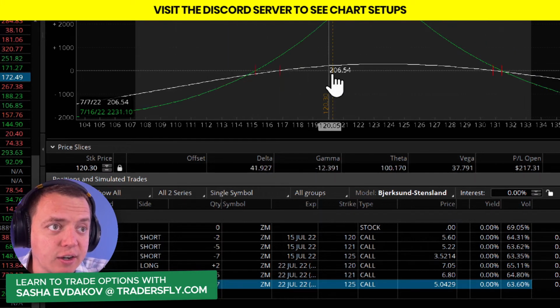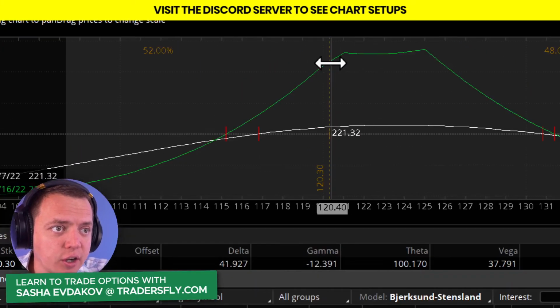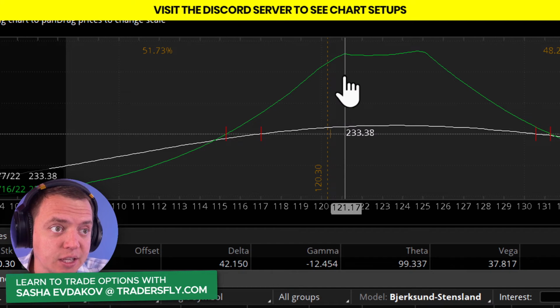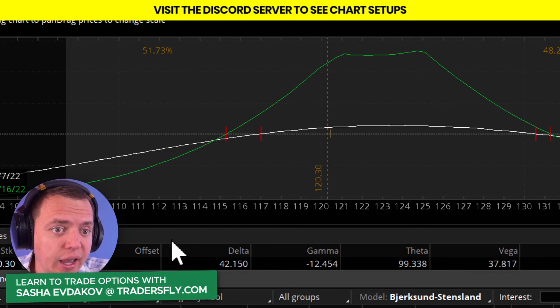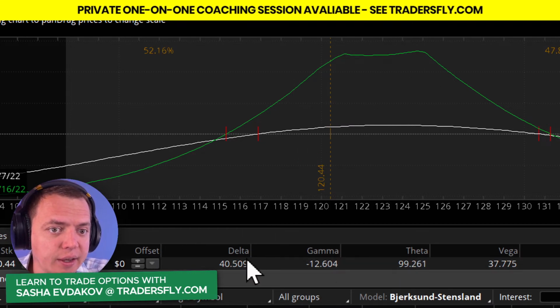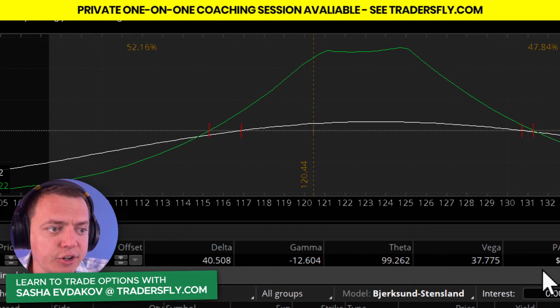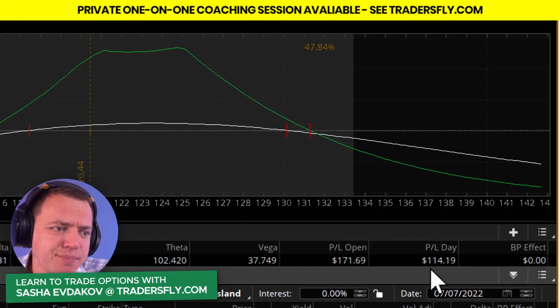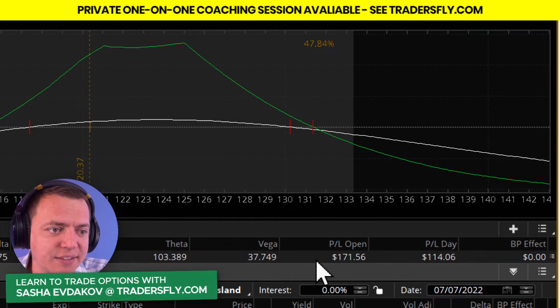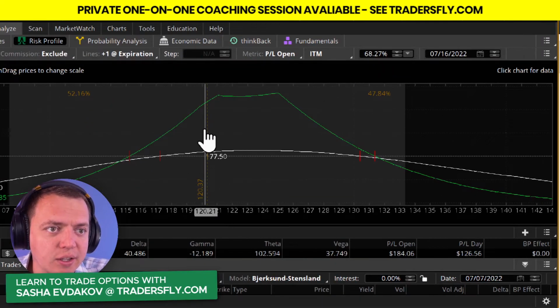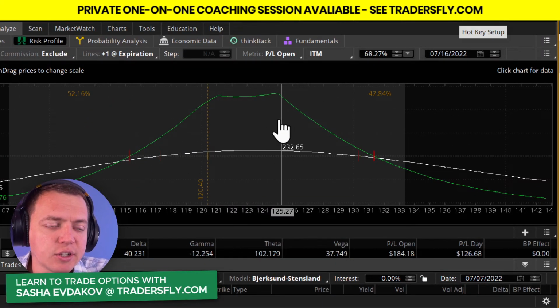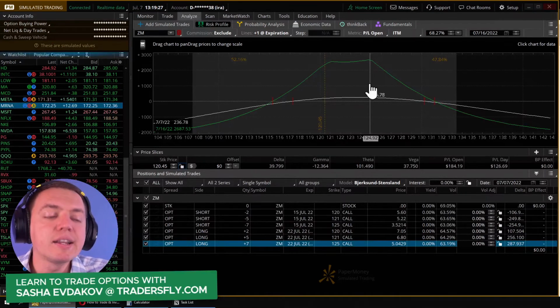So together, I've got a whole construction where I've got some calendars right here, some calendars here, some calendars here. And in total, this gives me a theta of about 100. Right now it's up about 114 for today, but 171 in total. So I'm making a little from these calendars, a little from those calendars, and in total, that is our position.